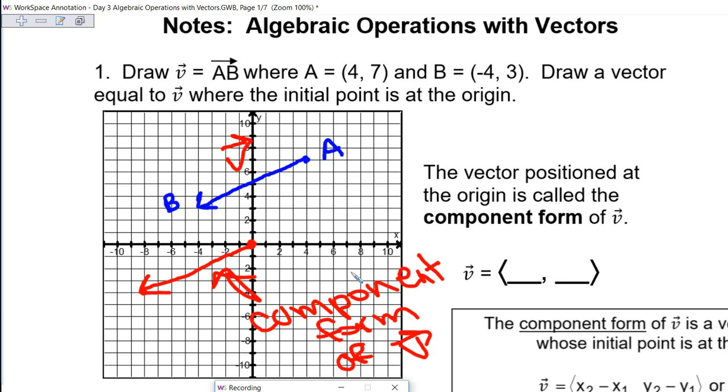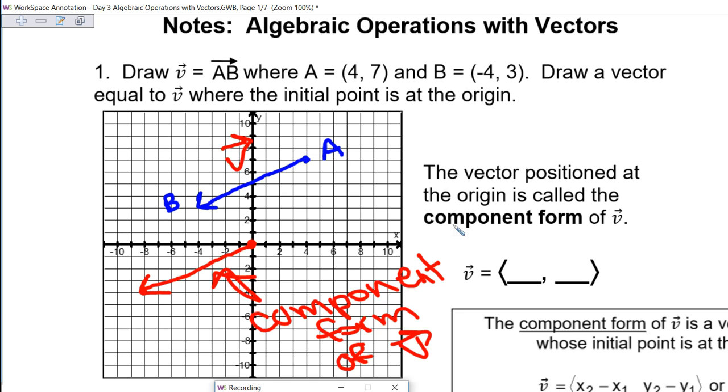Now, there's a certain notation we use for component form. For component form, it looks like an ordered pair. We still place the points x, comma, y. So x is first, y is second for those 2 blanks. But notice it's not parentheses. Notice we have these angled brackets. So for component form, we just use angled brackets and not parentheses.